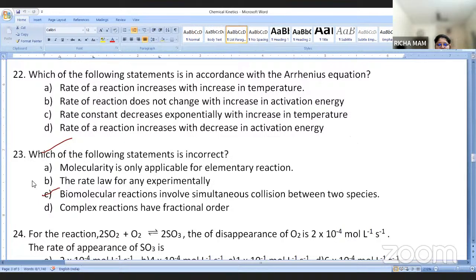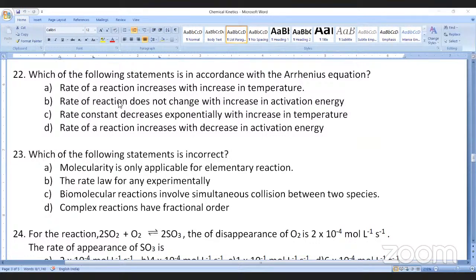Okay. Next question. Which of the following statements is incorrect? A, molecularity is only applicable for elementary reactions. B, the rate law for any reaction cannot be determined experimentally. C, bimolecular reactions involve simultaneous collisions between two species. D, complex reactions have fractional order. What is the answer?